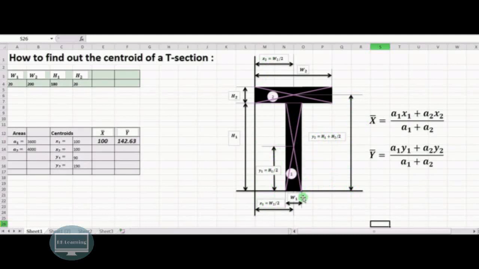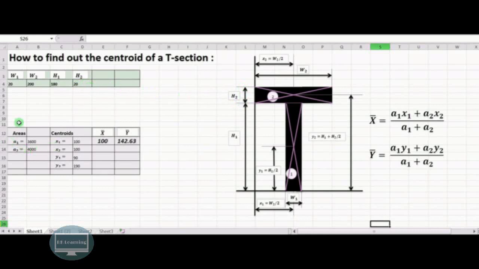Then the areas can be calculated easily. W1 into H1 will be the area of the first rectangle. Similarly, W2 into H2 will be the area of the second rectangle. Once you know these values, you can easily find x bar and y bar. Suppose we have assumed W1 equal to 20 mm, W2 equal to 200 mm, H1 equal to 180 mm and H2 equal to 20 mm.